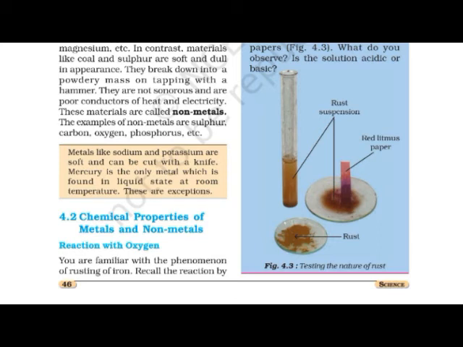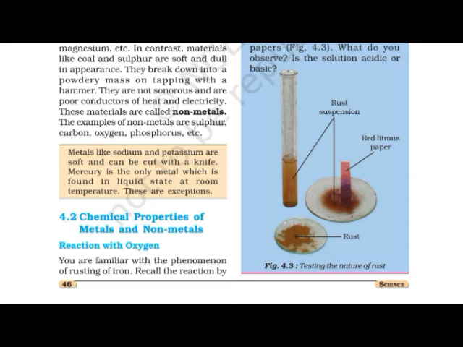If you tap a material such as coal or sulfur with a hammer, it can break down into a powder mass. They are not sonorous and are poor conductors of heat and electricity. Non-metals such as sulfur or coal do not produce a ringing sound, so they are not sonorous. Also, they are poor conductors of heat and electricity. These materials are called non-metals.